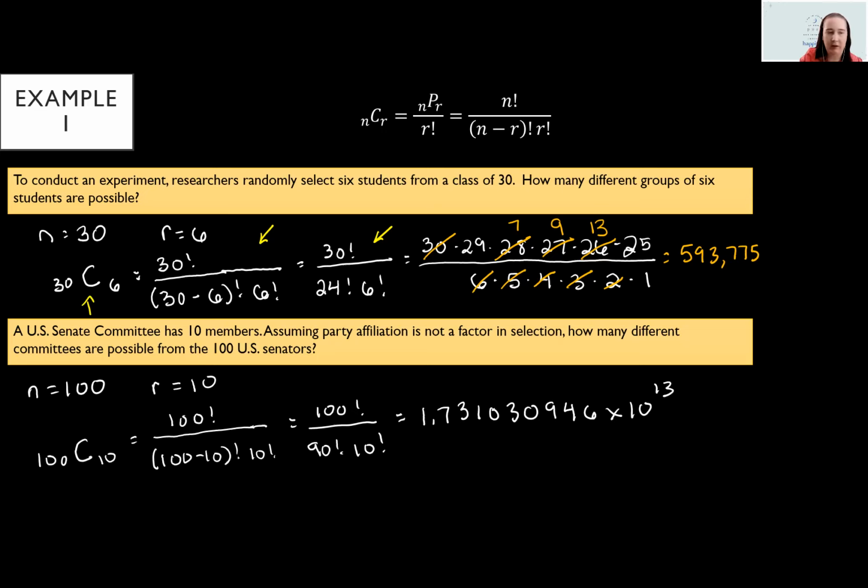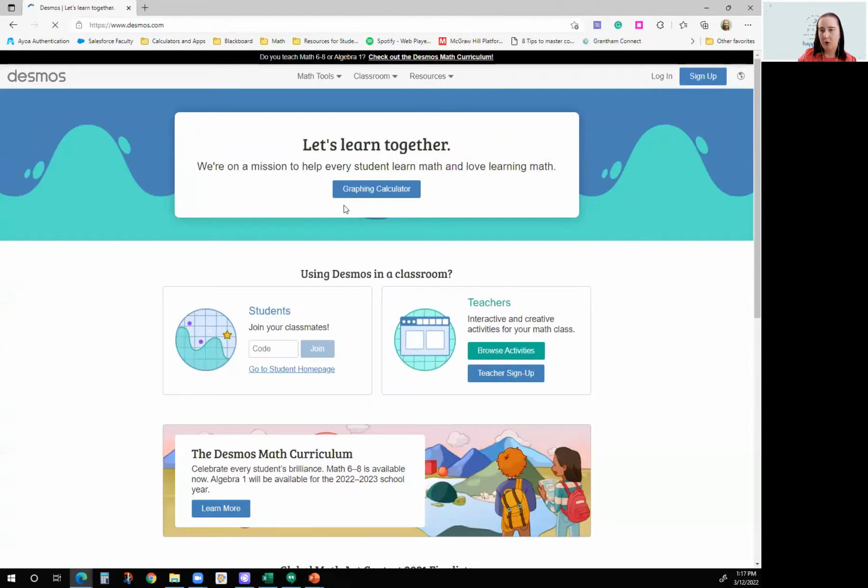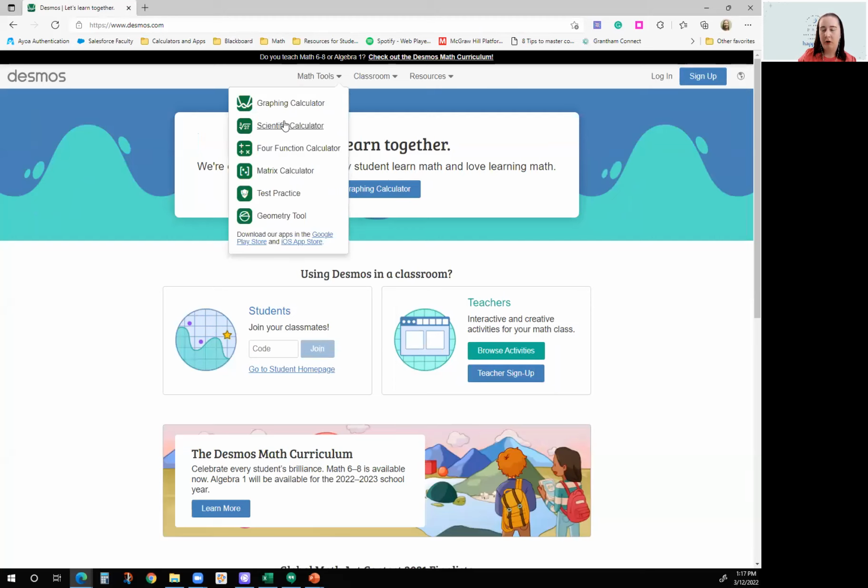So I'm actually curious, and I'm going to do this on Desmos and see what Desmos gives us and if there are more digits. This is also mentioned in the announcement I sent out yesterday about different calculators that can do these sorts of calculations, because when you get really big ones, you have lots of choices. Desmos does more than graph. Under Math Tools, it also has a scientific calculator.